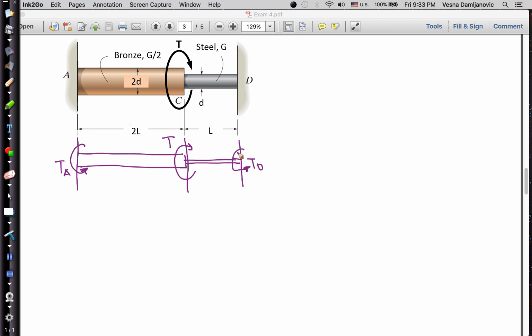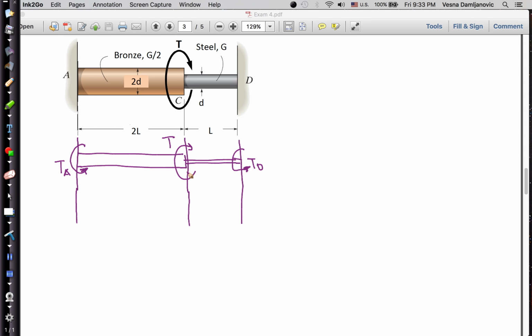Okay, and so I have these distances too. And now the key thing is to recognize, just like in the previous problem with the forces, use your common sense. The torques are external loads. The reactions depend only on distances. It doesn't matter how thick the beam is, the shaft is, okay? Because you're calculating the amount of torque.